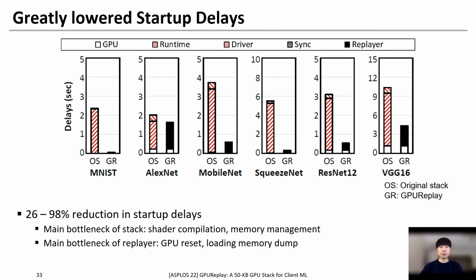We measure the replayer's startup delays from the time the application is initialized to the time its first job is ready. As shown in the figure, GPUReplay reduced the startup delay by up to 98%. In our evaluation, the main bottleneck of the original stack is shader compilation and dynamic resource management. The replayer's main source is GPU reset and loading the memory dump.